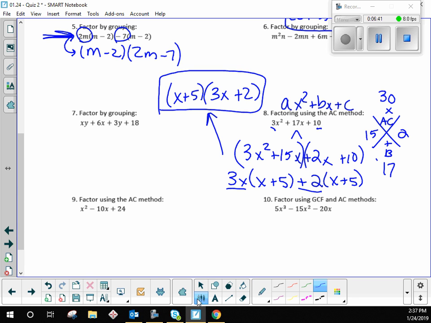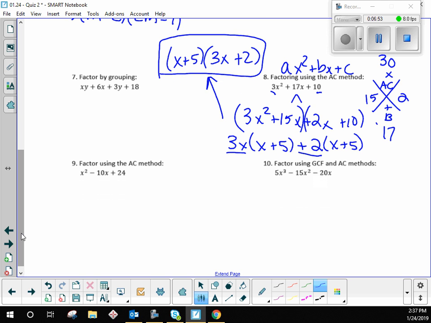The only other one I want to go over is number 10. So 9 works like 8. 10 is a combination of that method and GCF. So the first thing you want to do on 10 is take out the GCF. That's always generally the first thing you want to check for anyway. If you look at the coefficients, the 5, the 15, and the 20, they have a 5 in common. And when you look at the x's, they have 1 x in common. And then the leftovers are x squared minus 3x minus 4.